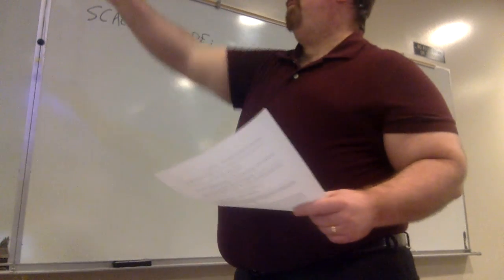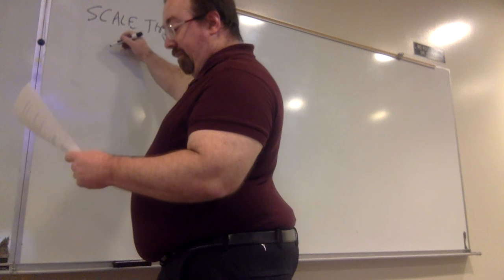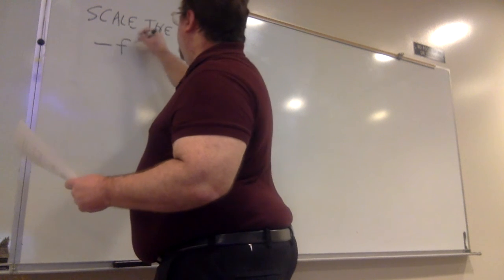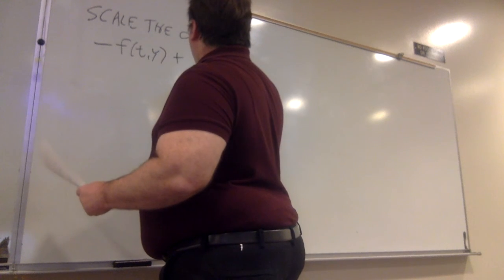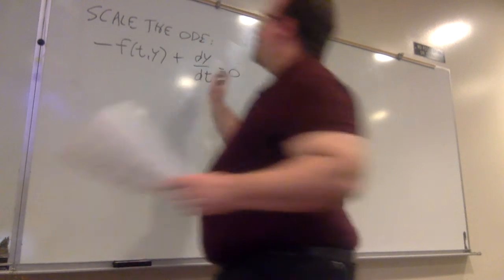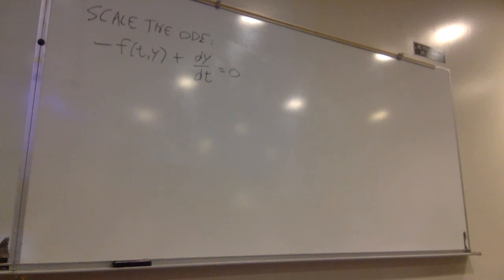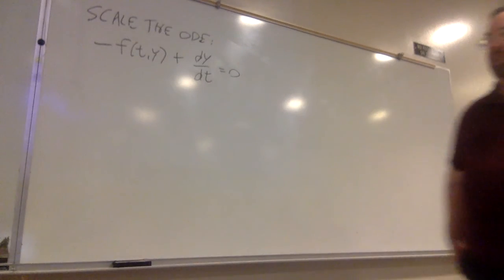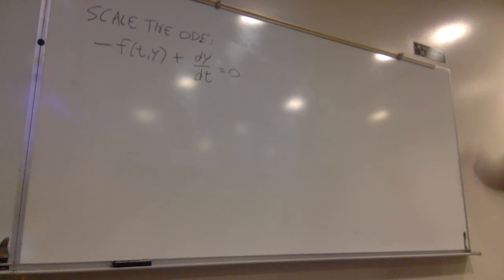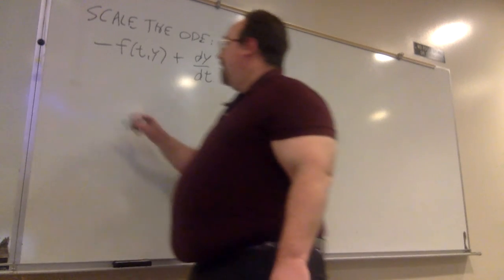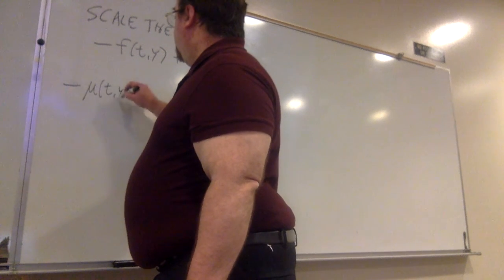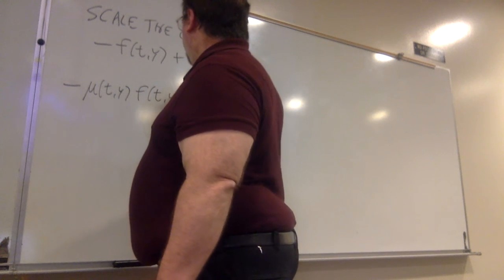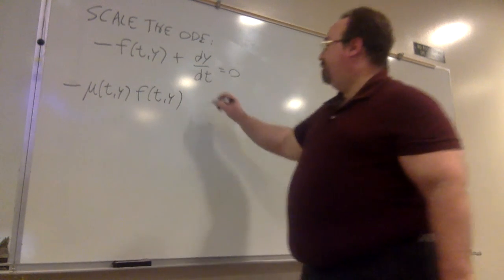So now, what I'll do first, I'll take my original problem, and so this is my original problem. I've just moved everything onto one side. See, everything I've done here, I always have equal 0 on the right-hand side. Now, I will multiply both sides, bless you, times some function mu of both t and y.